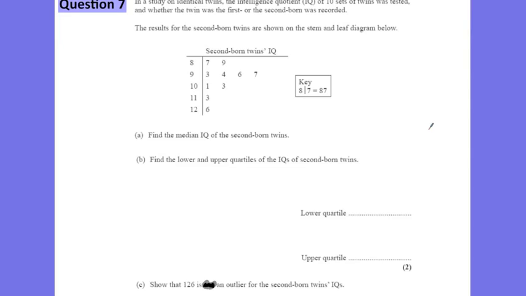Question number 5. In a study on identical twins, the intelligence quotient, IQ, of 10 sets of twins was tested, and whether the twin was the first or the second-born was recorded. The results of the second-born twins are shown in the stem and leaf diagram below. We're asked to find the median, the middle value. Taking a look here at the middle value, we see that there are 2 numbers in the middle, 4 below, 4 above. We add up our 2 values, this value here, 96, add 97. Divide by 2 gives us our median value of 96.5.